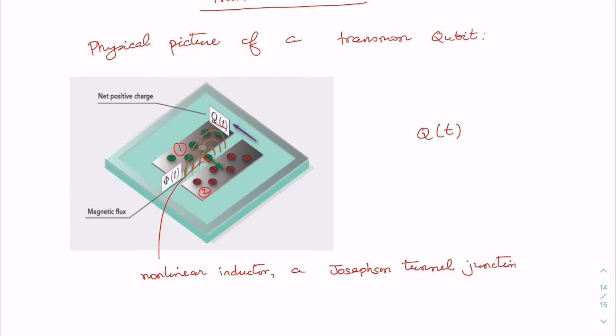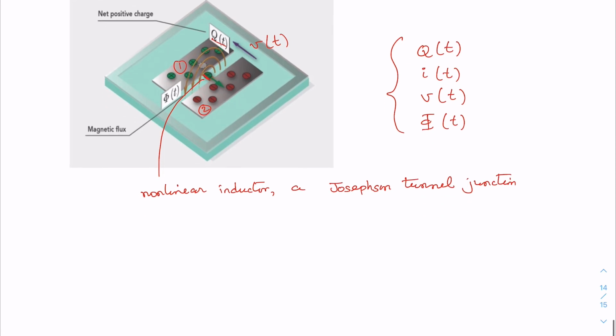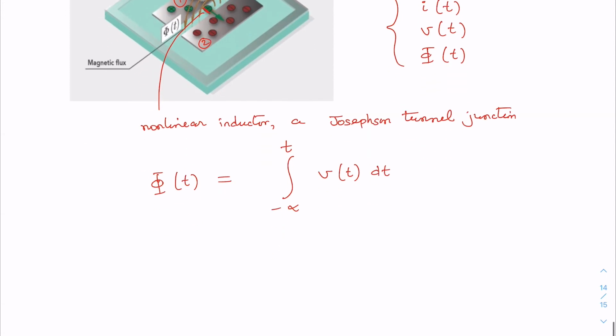You can represent them by q of t, the charge, current I of t, and there is also a voltage v of t, and the magnetic flux phi of t. So these are the four quantities by which you can define this whole structure. In fact, some of these quantities are related to each other. For example, the magnetic flux phi of t is nothing but the time integral of the voltage, v of t dt, with integration from, say, minus infinity to some time t.